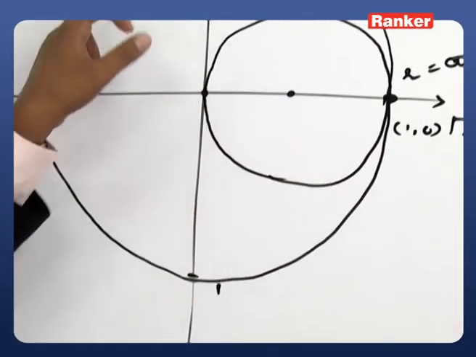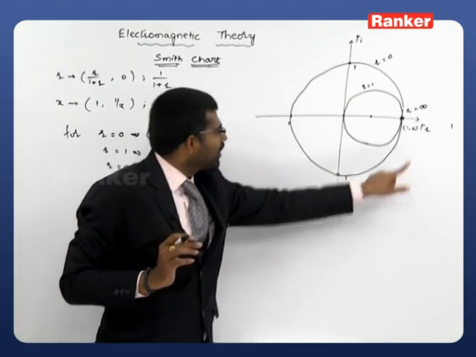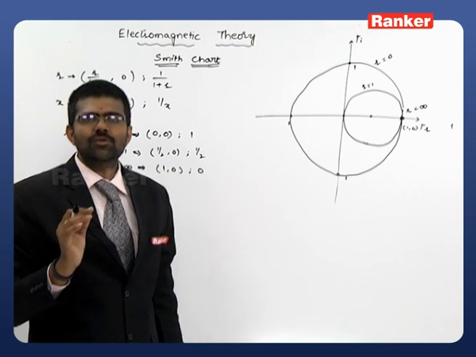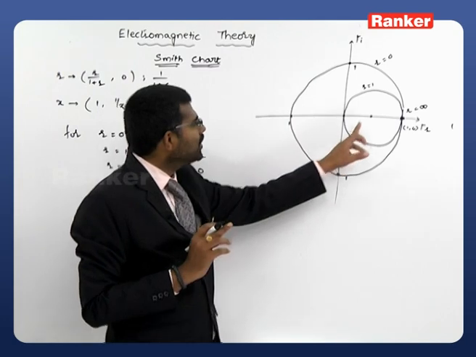Along this circle always resistance value is 0. Along this circle always resistance value is 1. At this particular point resistance is infinite. So along those complete circles resistance value is constant. That's why they are called constant resistance circles.